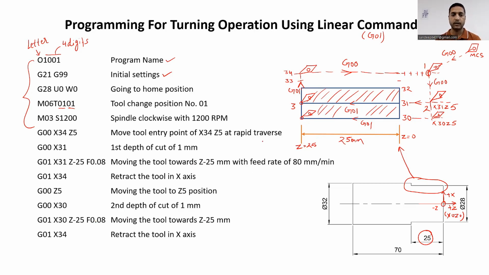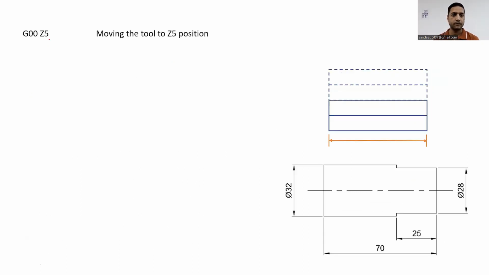Now the next point is that we are moving back to this particular location in X with G01 X34. We are retracting the tool in its X position, so the tool will be here at this position now. After that, we have G00 Z5. It means we are moving the tool to the Z5 position.